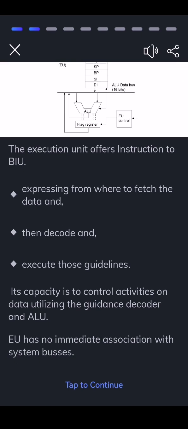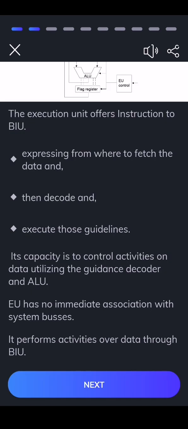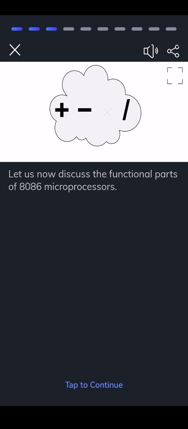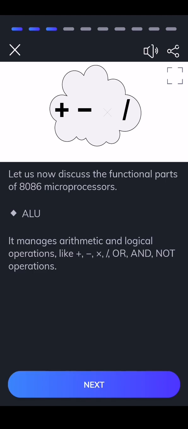EU has no direct connection with system buses. It performs operations over data through BU. Let us now discuss the functional parts of the 8086 microprocessor. ALU: it manages arithmetic and logical operations, like plus, minus, times, slash, OR, AND, and NOT operations.